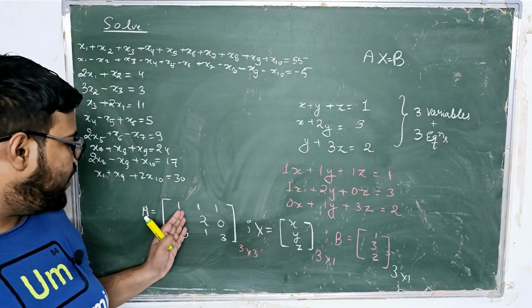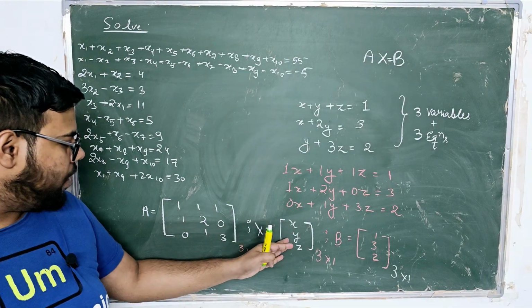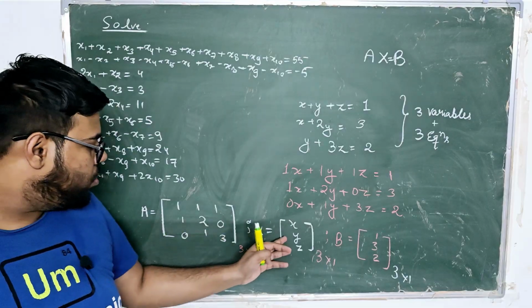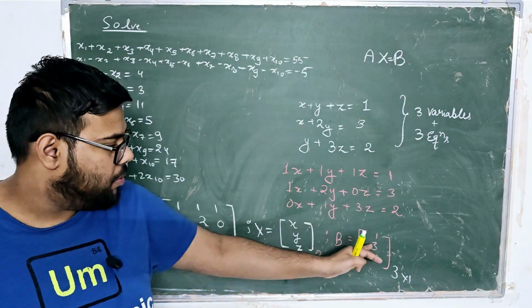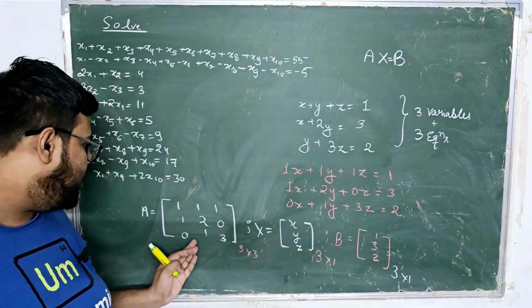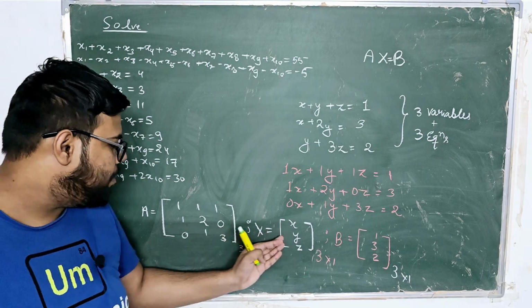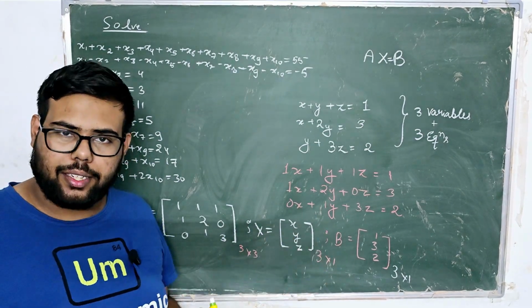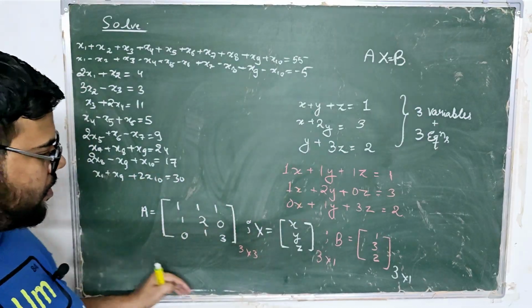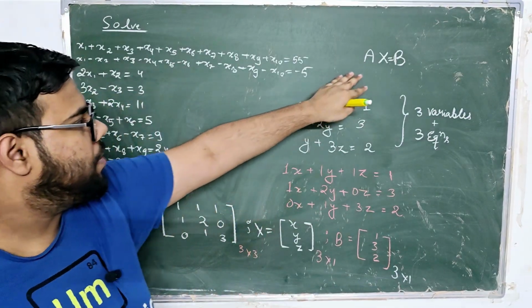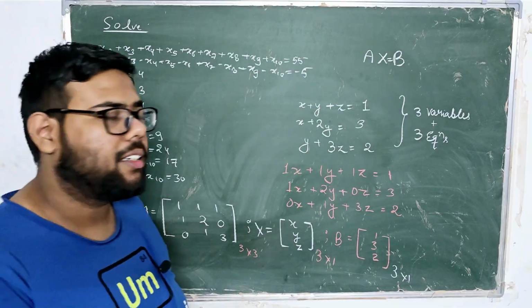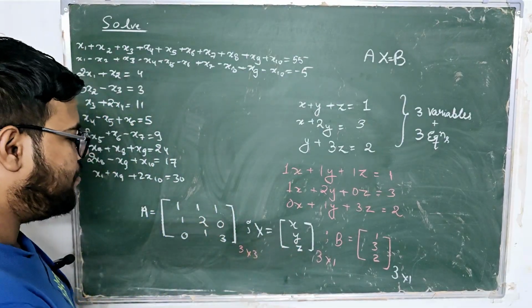So when you will multiply it, you will get x plus y plus z is equal to 1, x plus 2y plus 0z is equal to 3, 0 times x plus 1 times y plus 3 times z is equal to 2, right? So it means that this equation is always correct. It was just an example, okay?